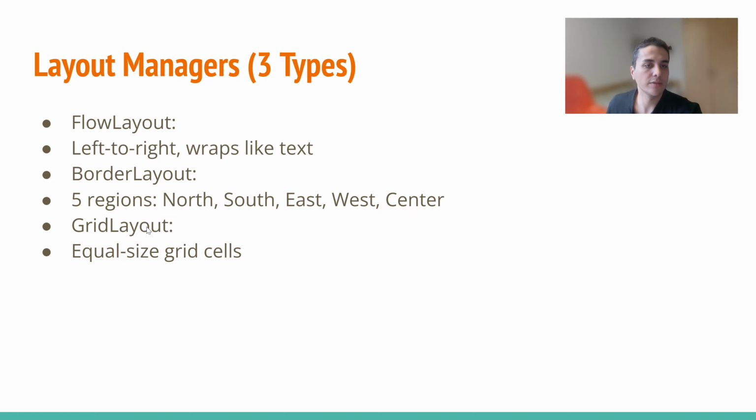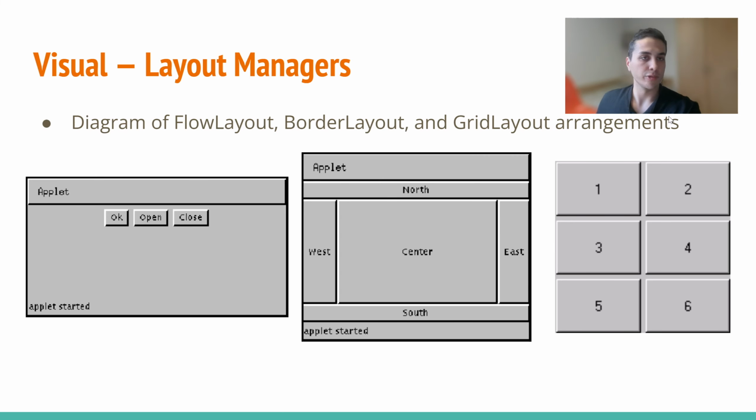The third one is GridLayout, which organizes components in a grid of equal-sized cells, like rows and columns, more like an Excel sheet, but with equal sizes. You specify the number of rows and columns, and every cell is the same size, and components are stretched to fill the cell. Let's look at this visual to understand the layouts better.